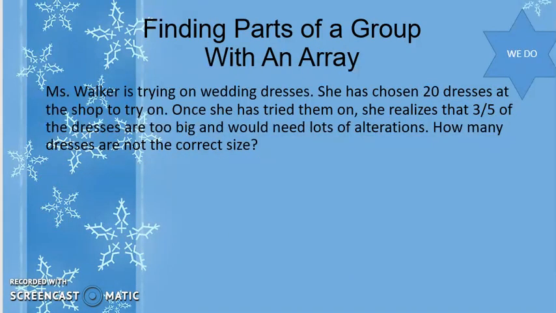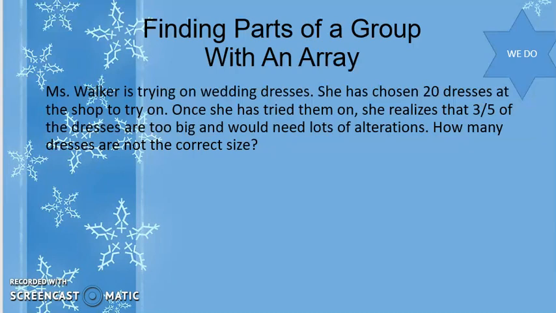Okay, now let's go on and use the same skill of finding part of a group, but this time we're going to use an array. I know we've talked a little bit about arrays this year. You can also think all the way back to 3rd grade when you first started learning about these.